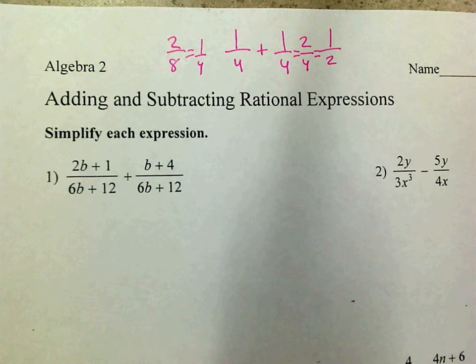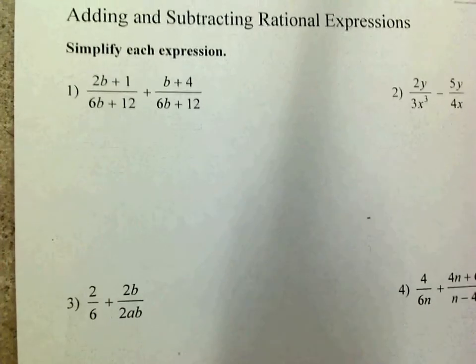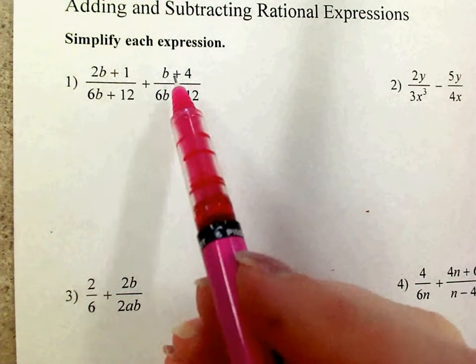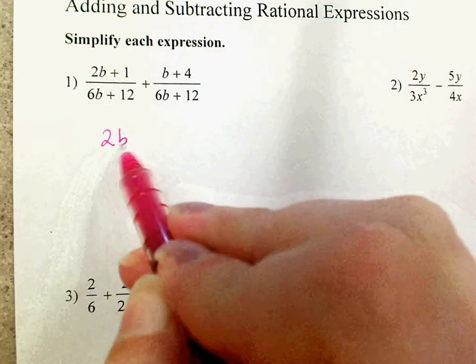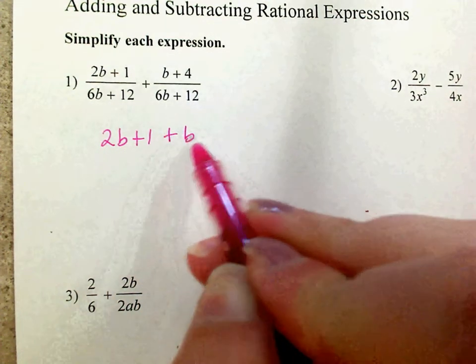So, in this problem right here, I'm only adding the numerators, right? 2b plus 1 plus b plus 4 over the common denominator 6b plus 12.